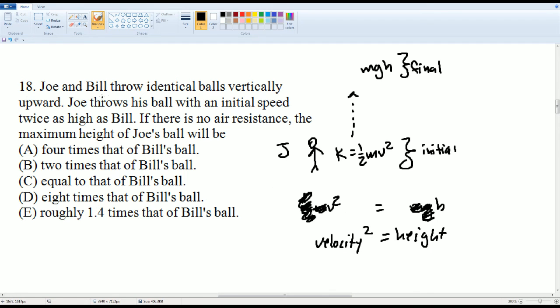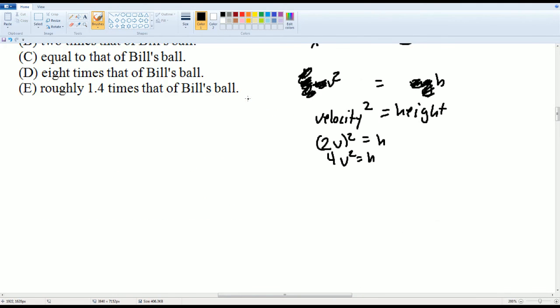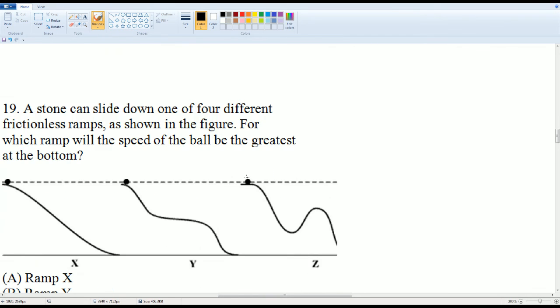So if he throws it with twice the velocity, then 2 times v, squared, becomes 4 times. So if you double the velocity, your height goes up 4 times because velocity is squared. It's not directly proportional.